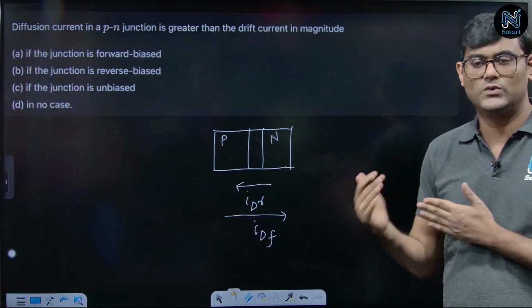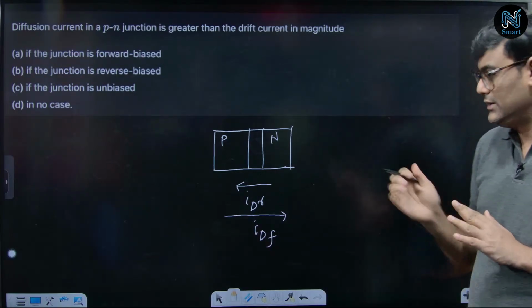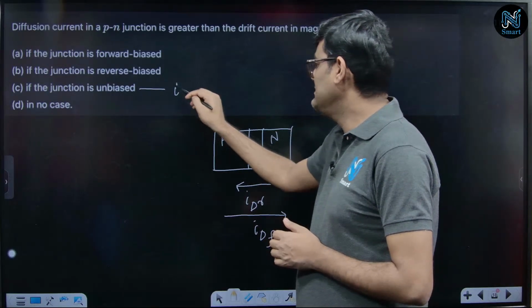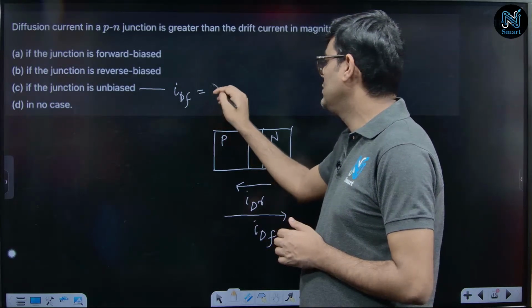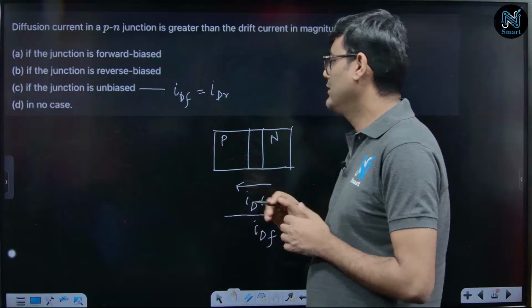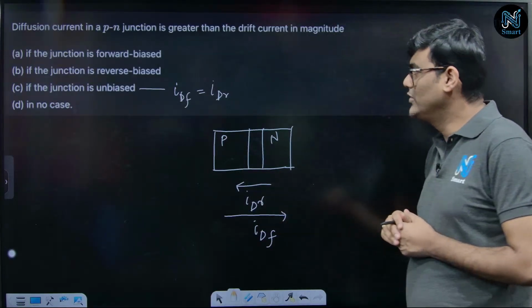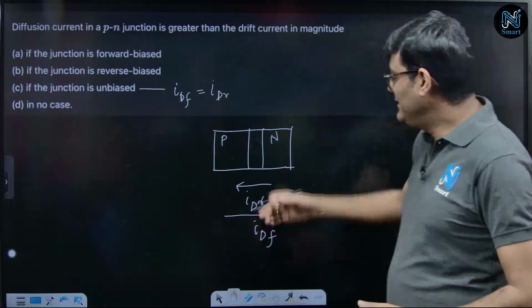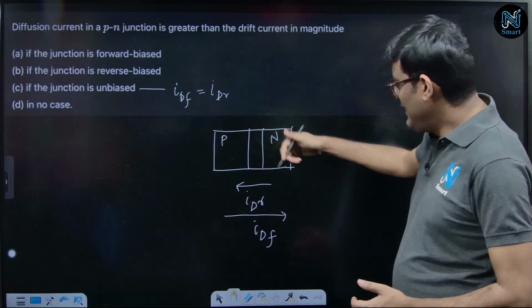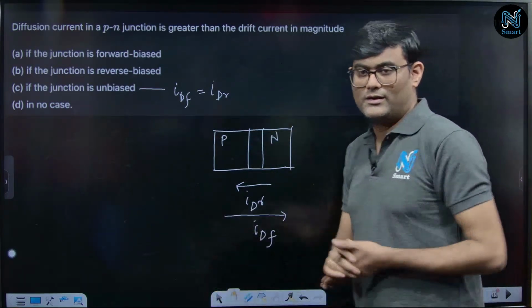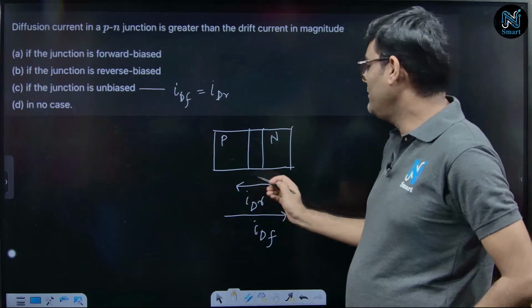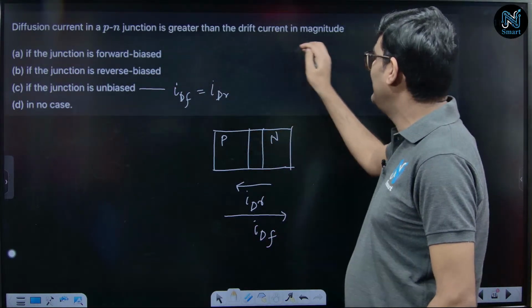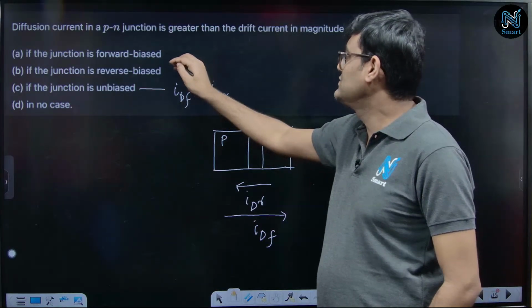Drift current is equal to the diffusion current. So when the junction is unbiased, I can say diffusion current is equal to drift current, right? Diffusion current is equal to drift current. When the junction is forward biased, then this layer will be thinner and the diffusion will be more, right? So when it is forward biased, then diffusion will be more. The diffusion current is greater than drift current when the junction is forward biased.